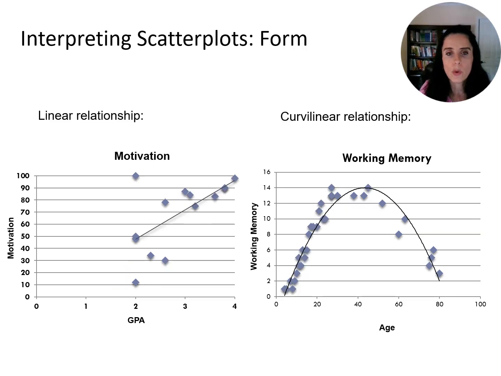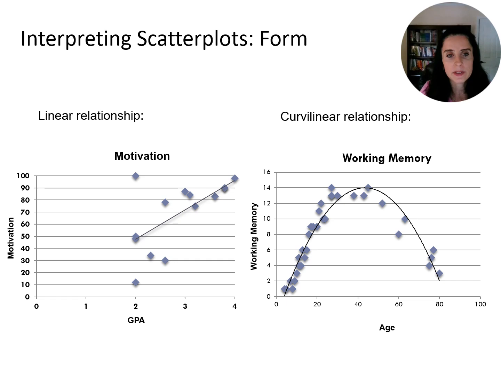The form or the shape of a scatter plot is also very important in describing the relationship between two variables. The example on the left illustrates a linear relationship. This means that the scatter plot describes a straight line. The plot describes a line because the y variable, which is in this case motivation, increases by approximately the same rate when the x variable changes by 1 unit.